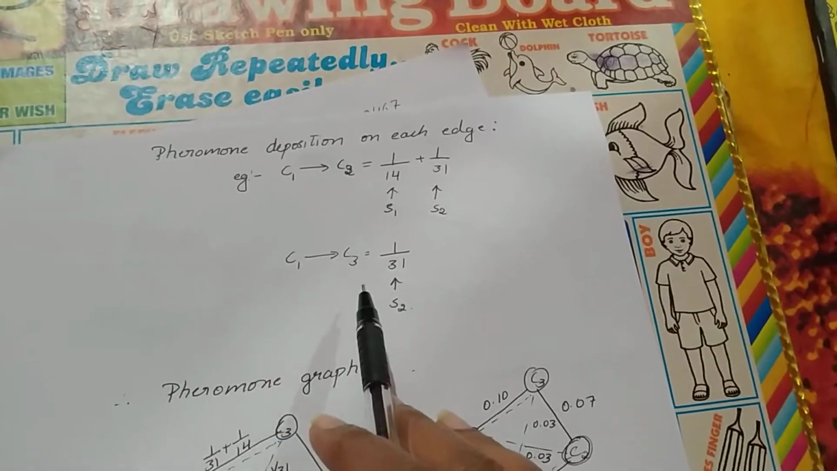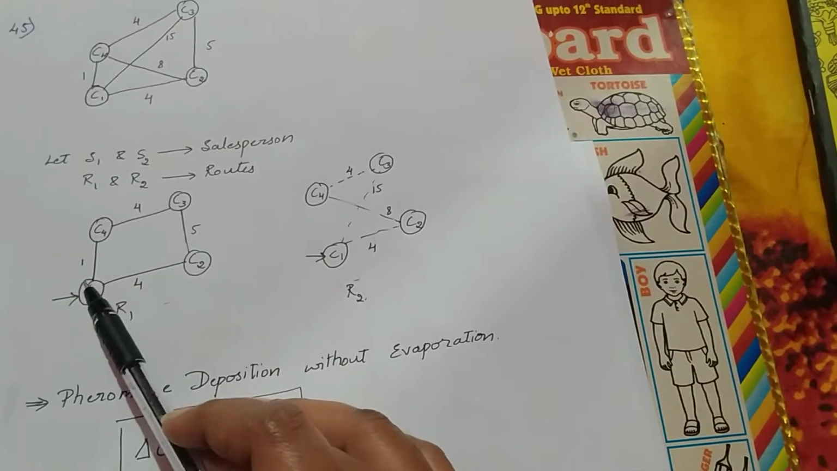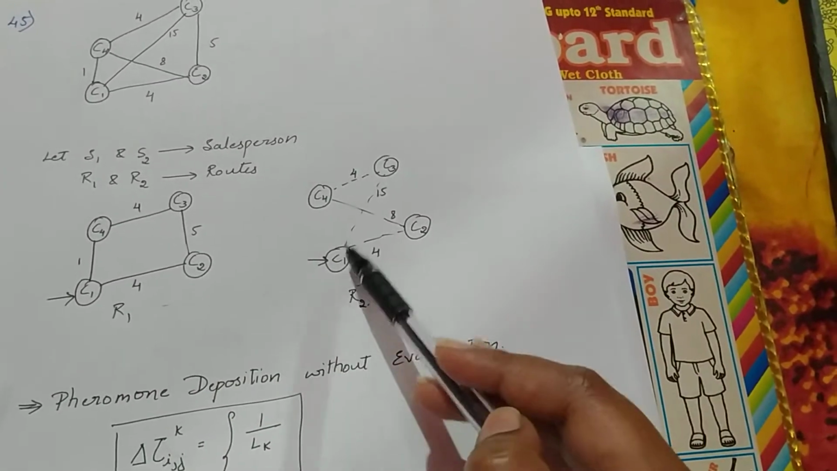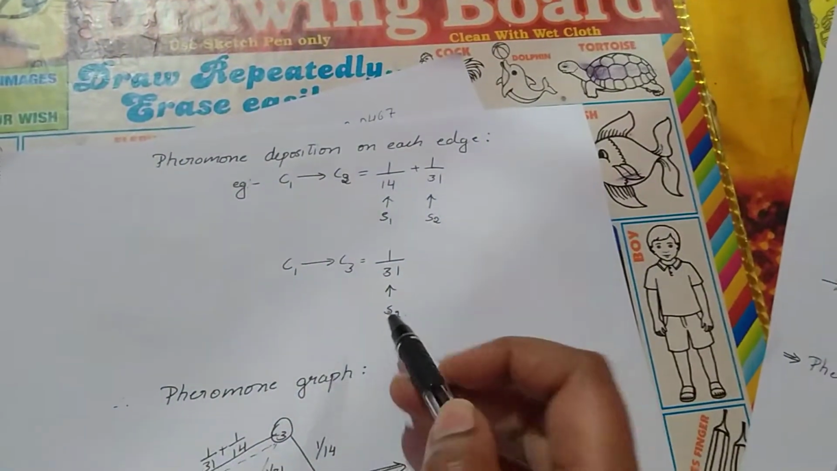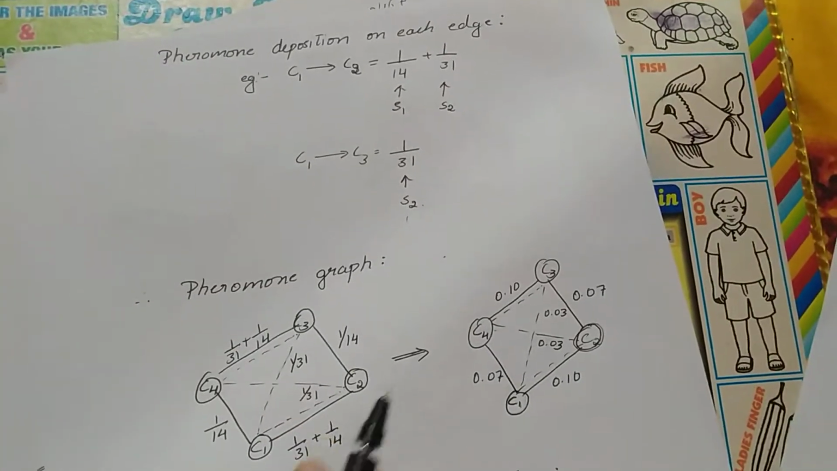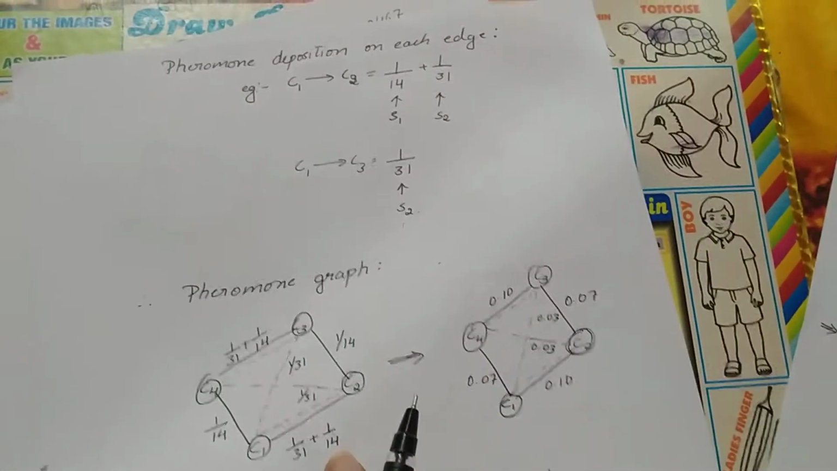Similarly with C1 and C3. Here, S1 will not travel on that path, but S2 travels on that path. So only one ant is traveling towards that path. Hence, we are considering only the S2 value here. So this is the overall pheromone graph representation for this particular instance.